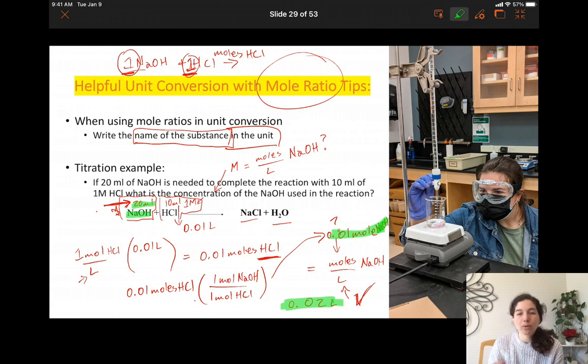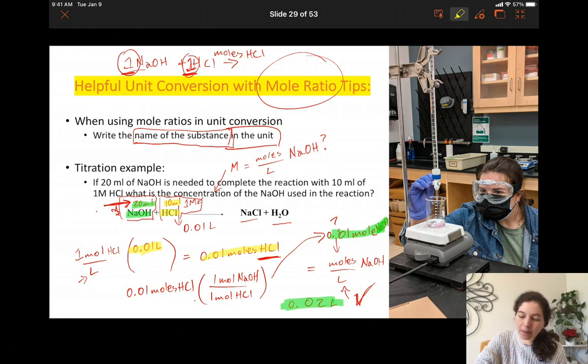We cannot use the 10 milliliters here. This 10 milliliters belongs to the HCl, so it must be in the HCl conversion. So don't get those things mixed up. Each of these numbers belongs to different substances, which determines where you're going to put them.